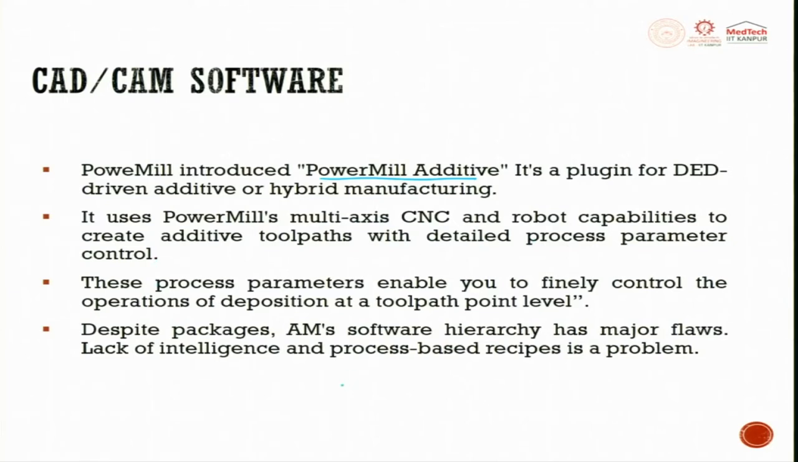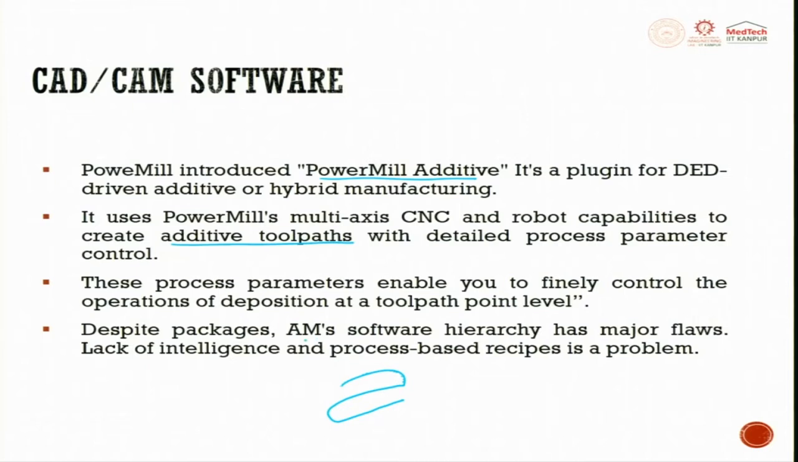So, when the tool path means when the nozzle goes around or hitting the laser on the powder bed, you will see some patterns are getting created. So, those things are called as additive tool path. These process parameters enable you to finally control the operation of deposition at the tool path point level. So, it is like this, the laser will move and it will try to create all along the path.